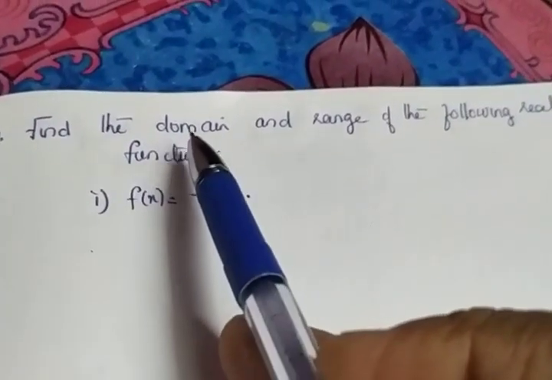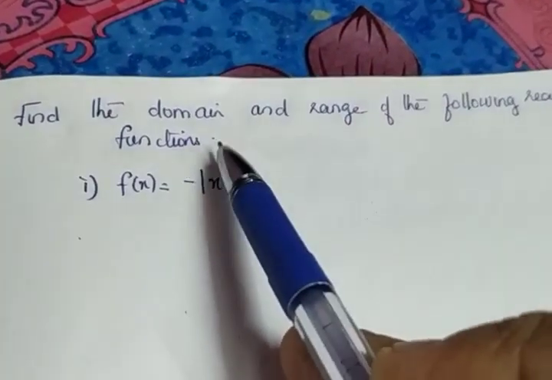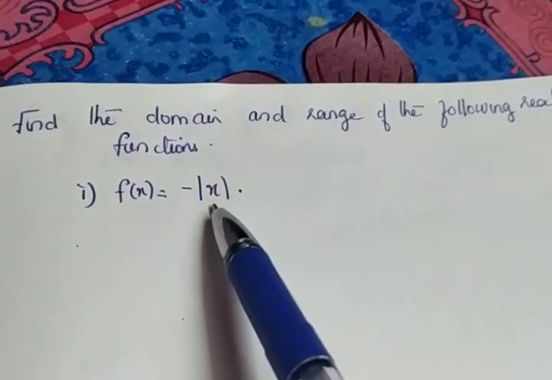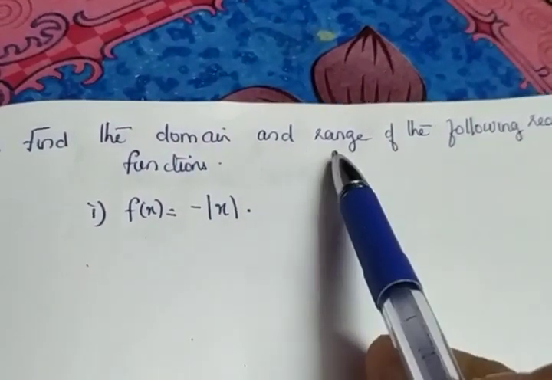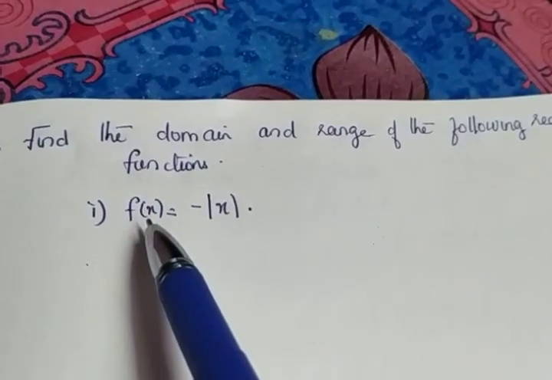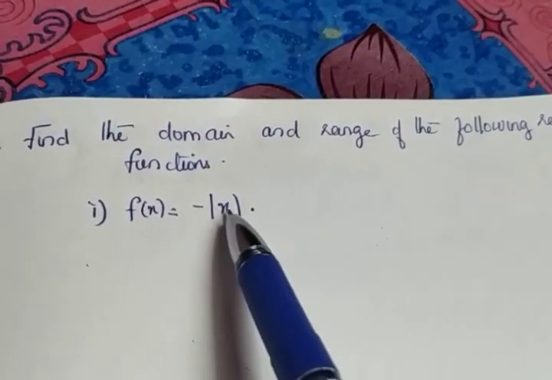Next question. Find the domain and range of the following real functions. First one is f of x equal to minus mod x. So what we have to find is the domain and range of this function f of x. f of x is defined as minus of mod x.